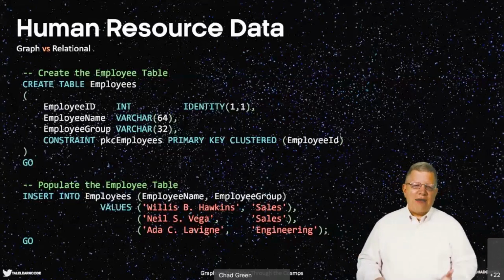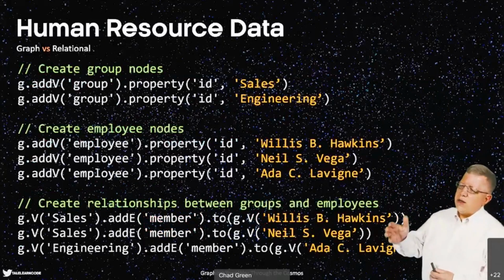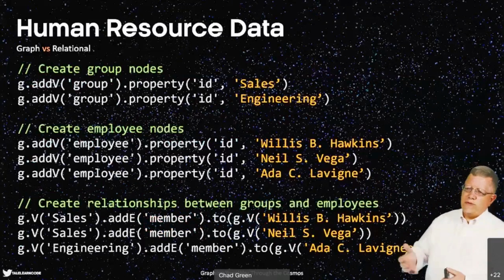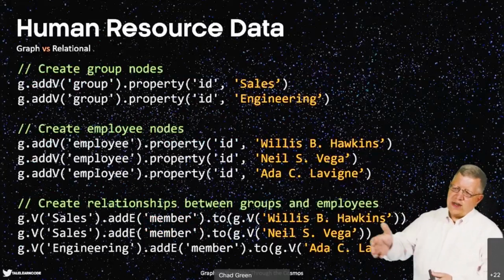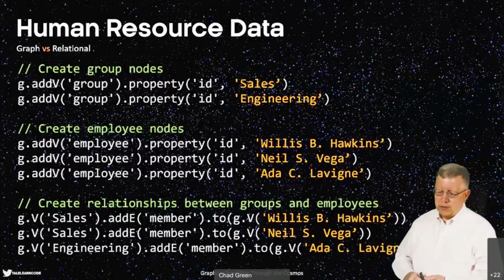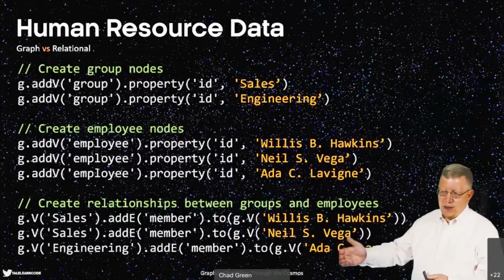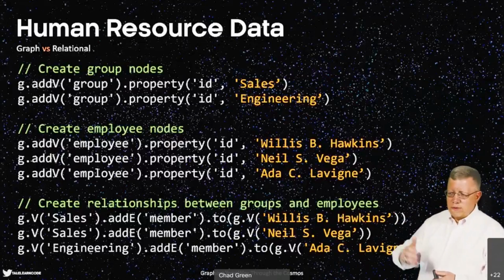So now on a graph database, this is how we're going to do it. And a little secret: this is the most Gremlin you'll see on one screen. In the first part, we're creating those group nodes. Everything in Gremlin starts with g dot. So I say g.addV, add vertex, and in that the group is the label. So add a vertex with a label of group, and then I give it the property: property ID sales, property ID engineering. Then you can see we're adding those employees in a very similar way.